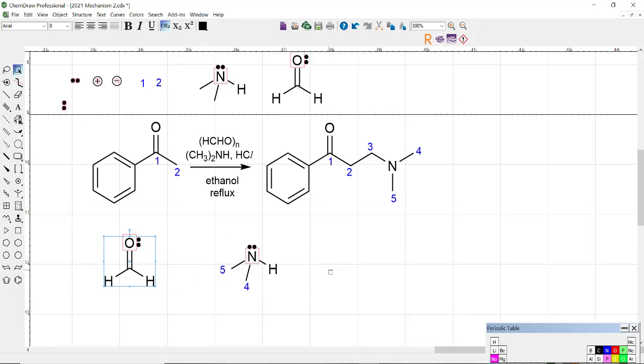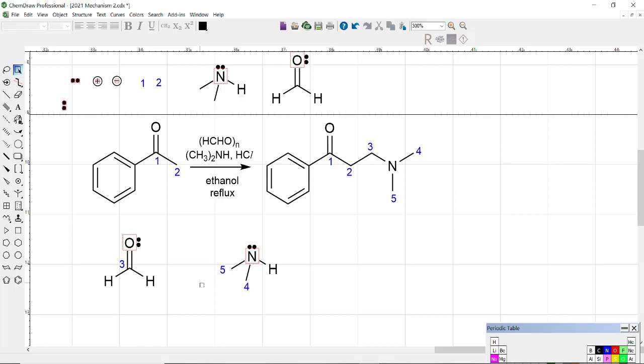So upon protonation, the carbon over here, in this case, I think you should be able to tell that it's actually carbon number 3. The carbon will then be a better electron deficient site. So it makes it more electron deficient. Yeah, so the protonation of the carbonyl oxygen will make the carbon more electron deficient and therefore more susceptible to nucleophilic attack by this dimethylamine.